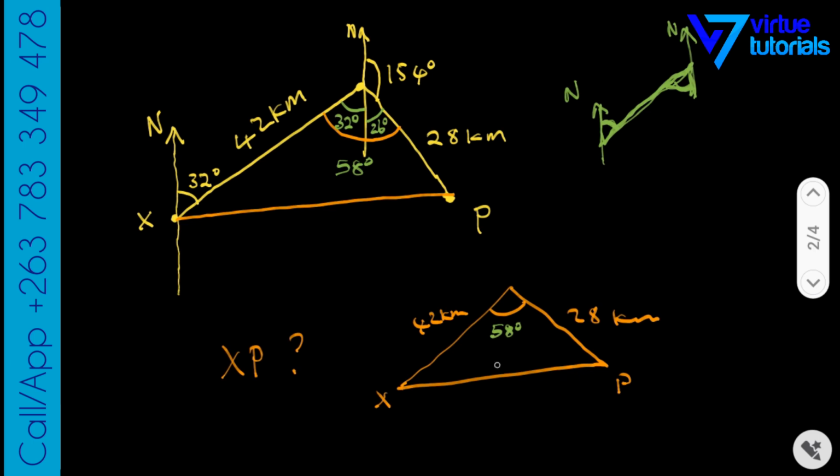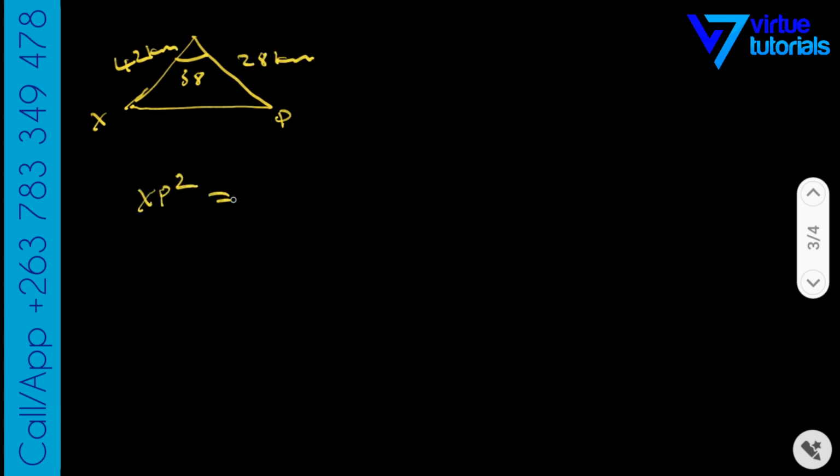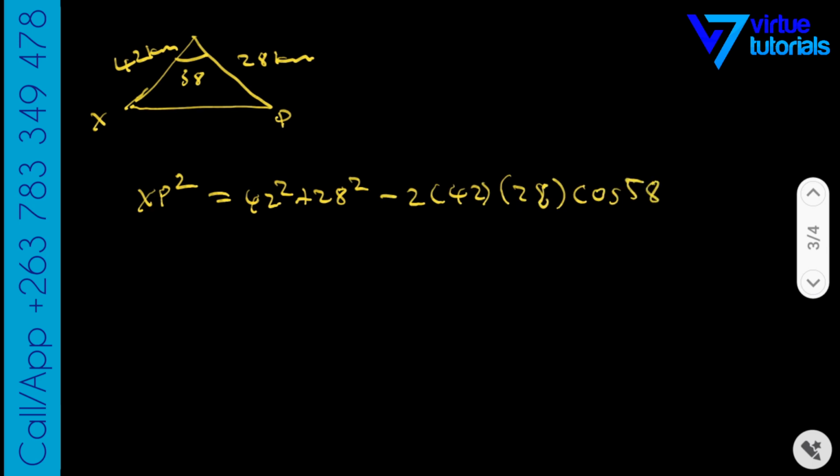So now I can easily apply cosine rule to find XP, right? So what do I write? This is my triangle just to keep it there. This is X, that's P, that's 58, that's 42 kilometers, and then that's 28 kilometers. I know XP squared is going to be equal to 42 squared plus 28 squared minus 2 times 42 times 28 cos 58.